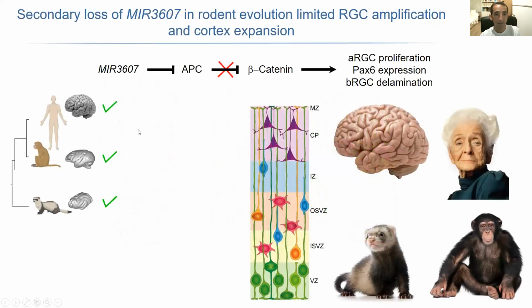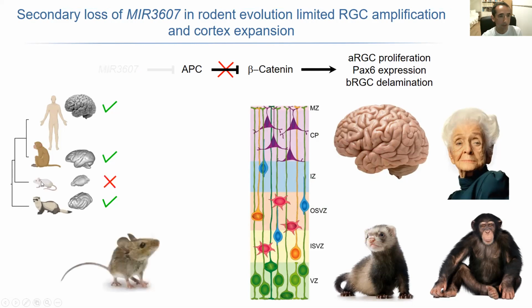So what we think happens is that early in some mammalian ancestor, miR3607 was expressed in the developing cortex, and this was repressing APC. And so this repression of APC de-represses the activity of the beta-catenin pathway, leading to the proliferation of apical radial glia cells, increased expression of PAC6, and the delamination of these polar radial glia cells to establish basal radial glia cells.